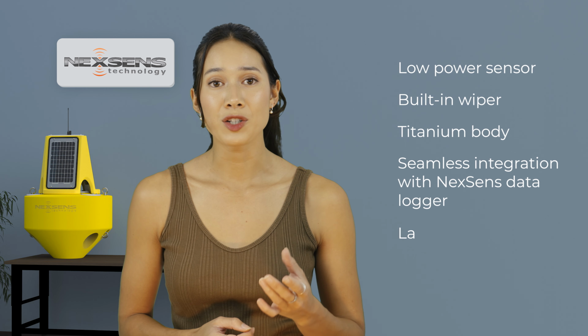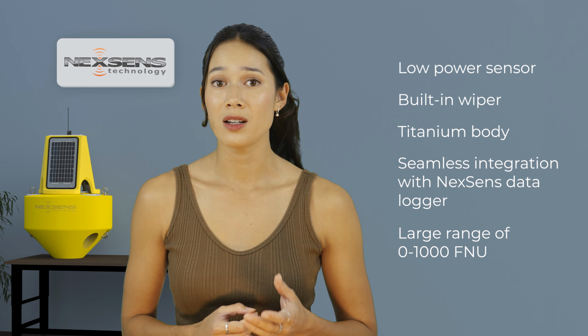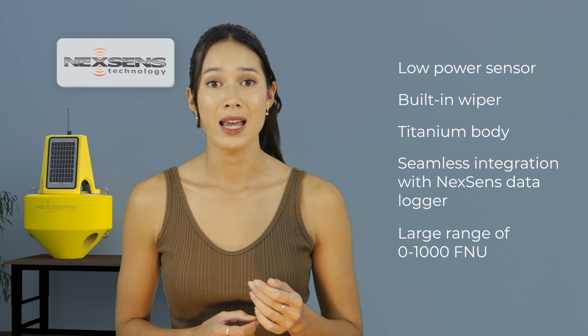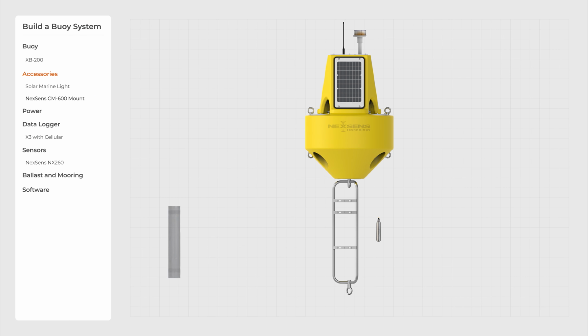The sensor's large range of 0 to 1000 FNU ensures that conditions are accurately reported in both clear and turbid waters. We'll use a CM600 to secure the sensor to the buoy cage.